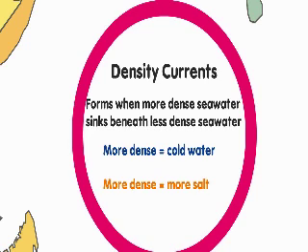So what happens is you have this dense seawater, which would be cold water, sinks beneath the less dense seawater, which would be warm water. Or if we're talking about density involving salt, if you have water that has a bunch of salt in it, that makes it really dense. It makes it sink down towards the bottom of the ocean, where this water that has less salt is less dense, so it rises up.